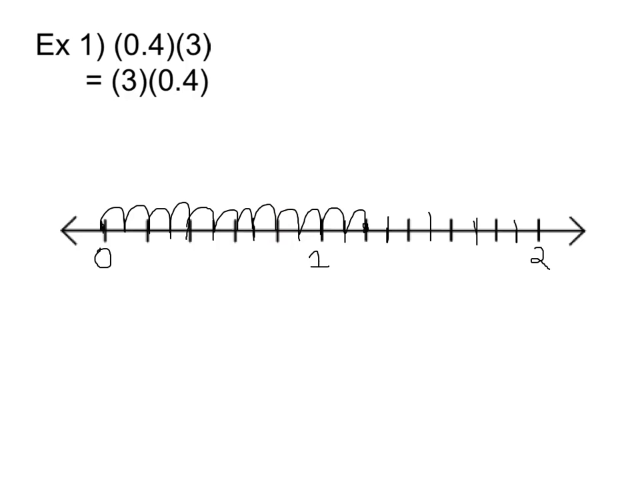And you'll notice on our number line, we end at 2/10 past the 1, or 1.2, or 1 and 2/10. So 3 times 4/10 is 1 and 2/10.